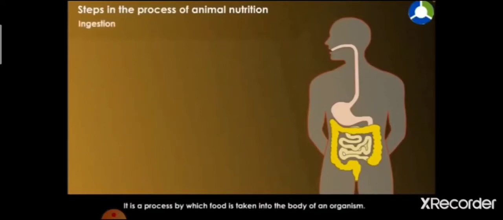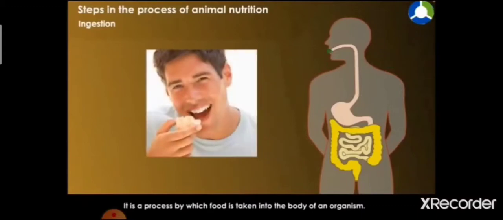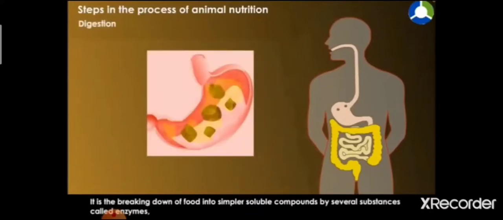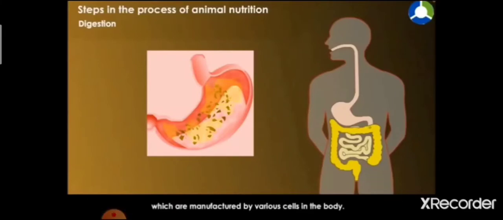So the first one, ingestion. It is a process by which food is taken into the body of an organism. In means to take something inside. Digestion. It is the breaking down of food into simpler soluble compounds by substances called enzymes. Enzymes are chemicals present in the body which are used to digest the food.